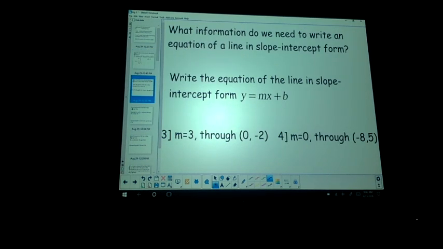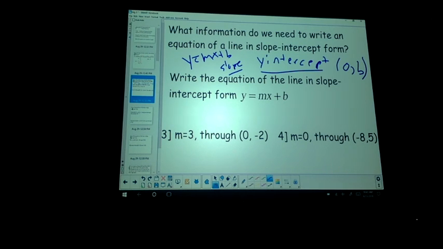All right, what information do we need to write the equation of a line in slope-intercept form? Well, we need the y-intercept, which is (0, b). Why is it b? Well, slope-intercept is y = mx + b. And then we also need the slope. Agree? So we need the y-intercept, and we need the slope. And again, the y-intercept is (0, b).